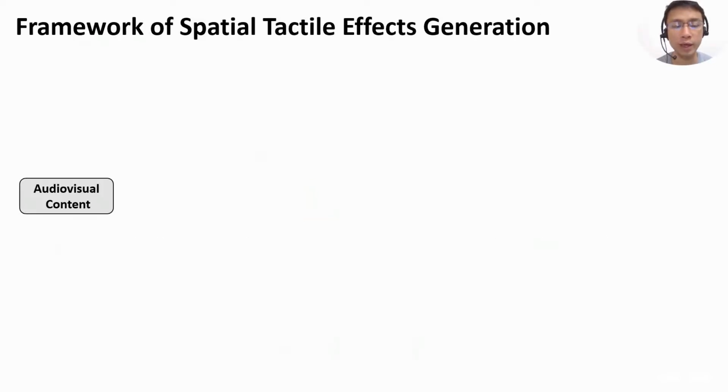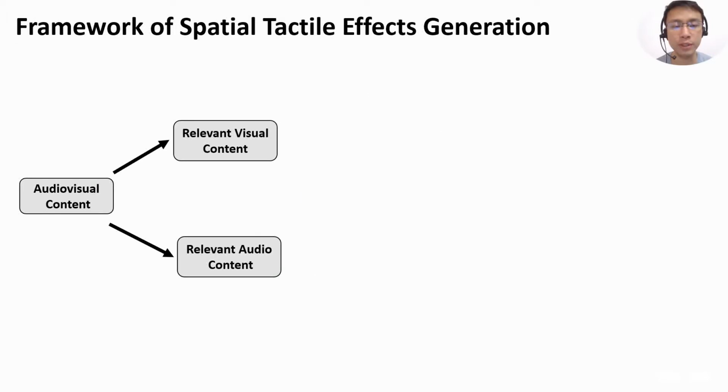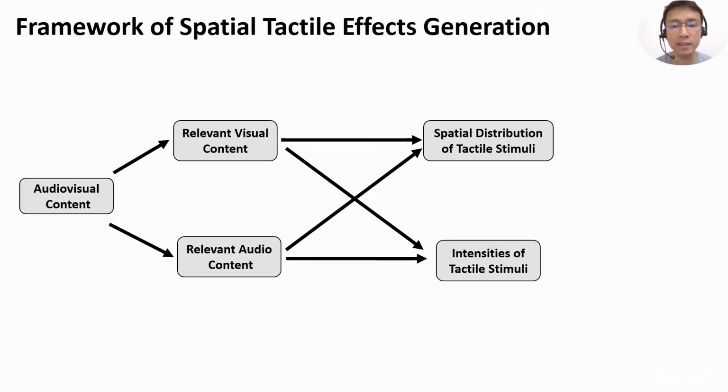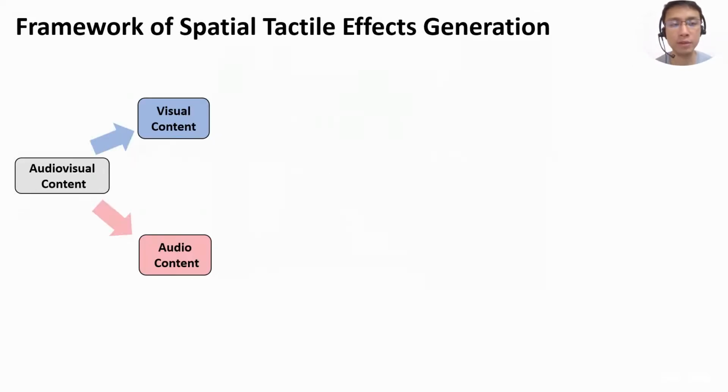The framework we have built to generate the spatial tactile effects is as the following. The audiovisual content is separated into visual content and audio content. Both the visual content and audio content are used to calculate the spatial distribution of the tactile stimuli and the intensity of the tactile stimuli. Next, I will talk about more details of the framework we have built.